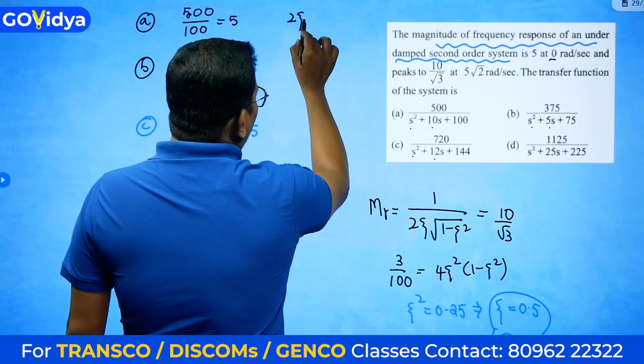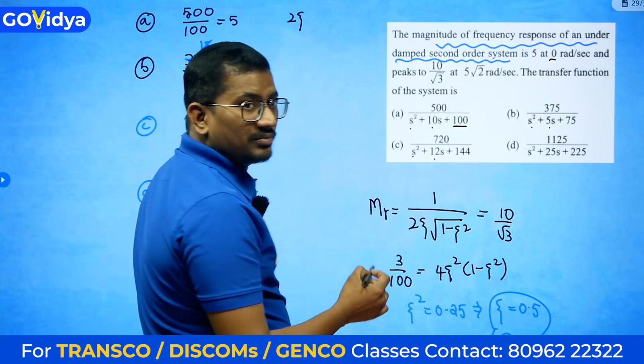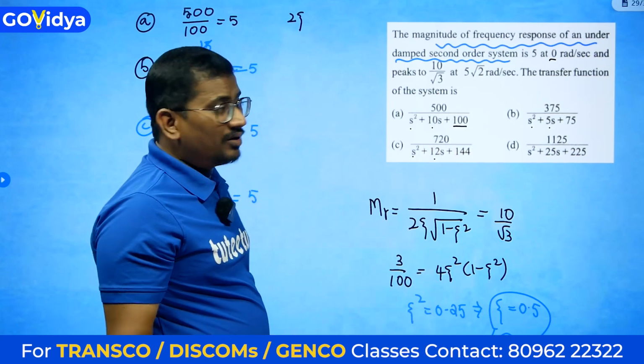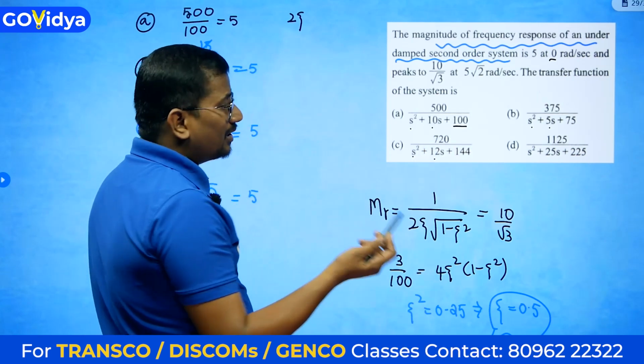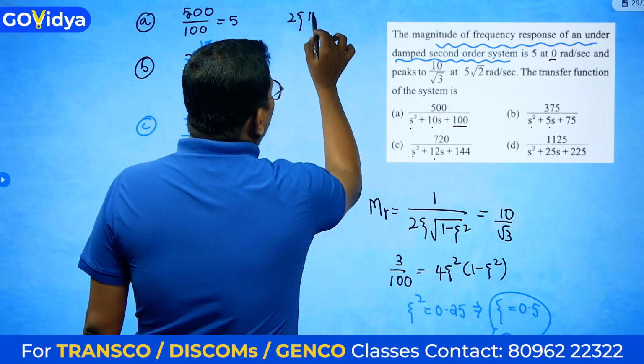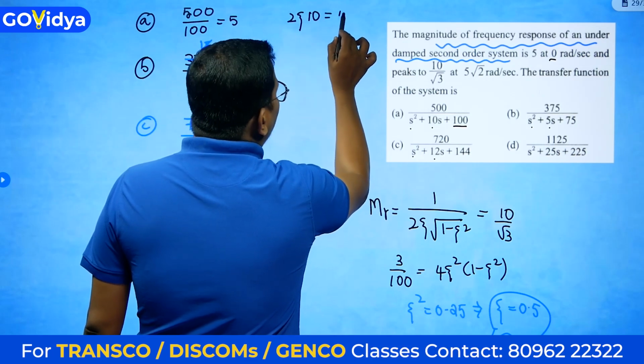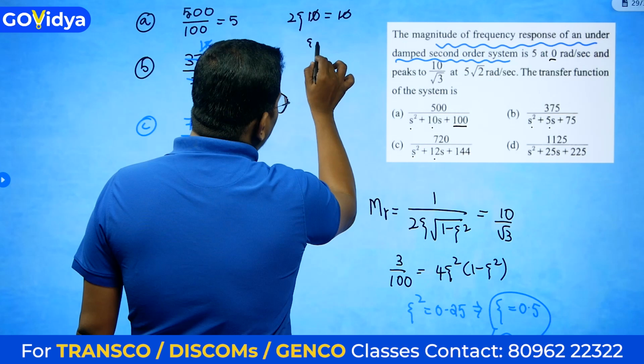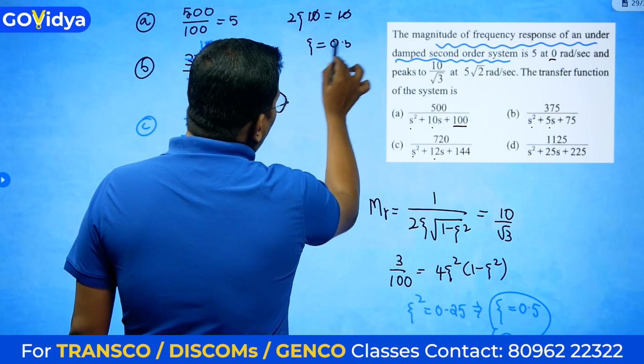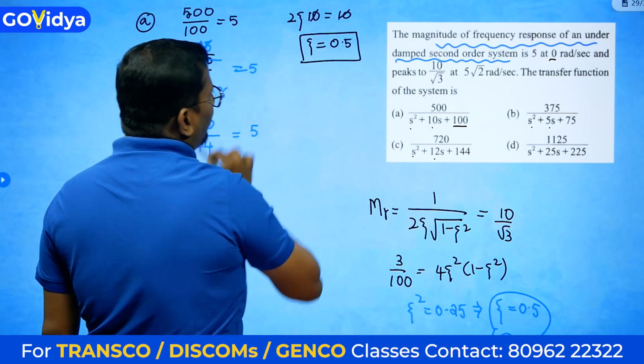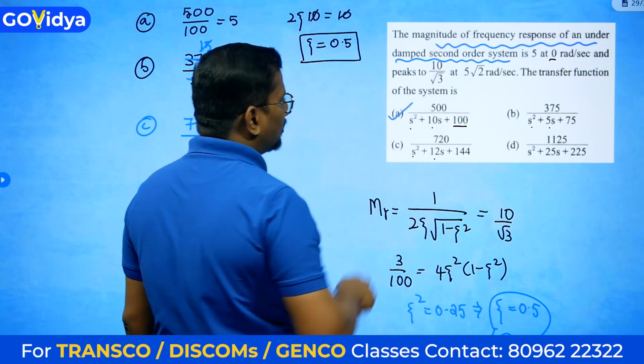2 zeta, what is omega n? It is 10, because 100 is nothing but 10 square. Omega n square means 10 square, so omega n is equal to 10. 2 zeta into 10 is equal to 10. So 10 gets cancelled. Therefore zeta is equal to 0.5. Okay, so out of all these 4 options, this option is correct.